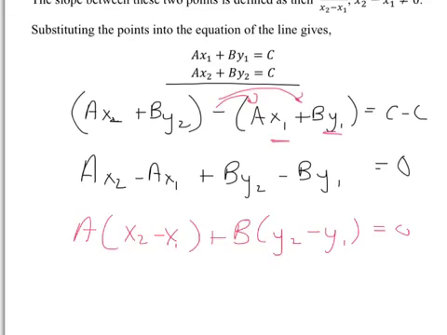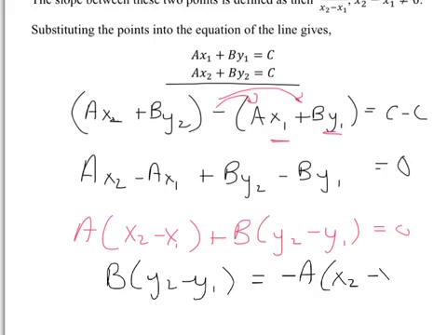And at this point in time, we'll notice that we can move things around. So let's go ahead and move the component that has the a part over to the right-hand side. So let's subtract this entire thing over here, giving us b(y2 minus y1), which is left over, equals negative a(x2 minus x1). Again, by subtracting this entire term right here over to the right-hand side.